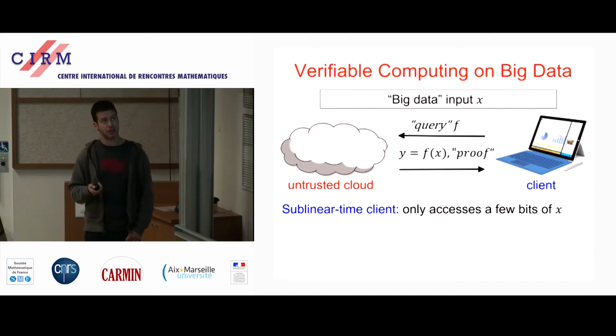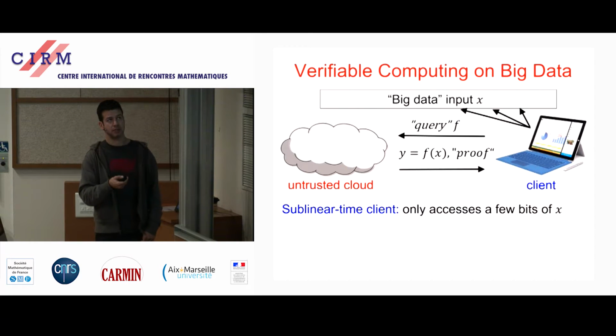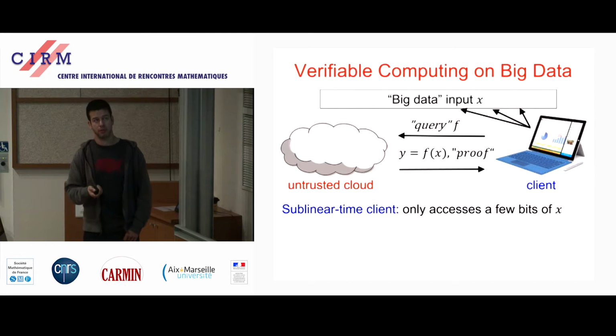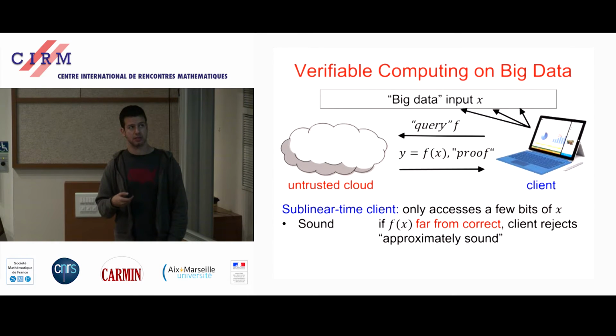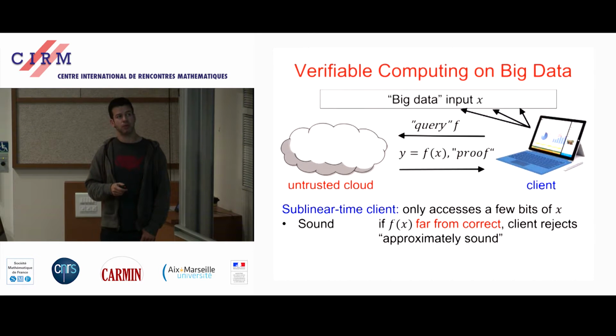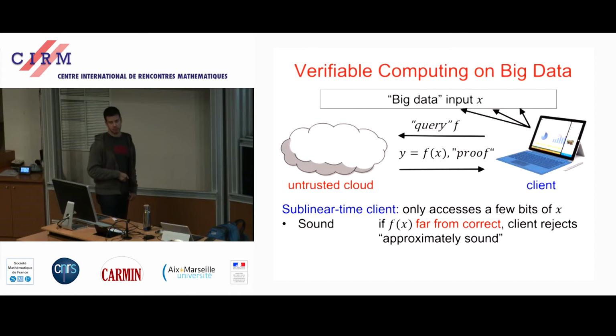That's what we'll do also here. The completeness guarantee is going to be exactly as before, but when we talk about catching a cheating prover, we're going to ask for approximate soundness, so for verifying approximate correctness. And in particular, what we want is that if f of x is far from y, so if the cloud sends y which is far from f of x, then the client should reject with high probability.